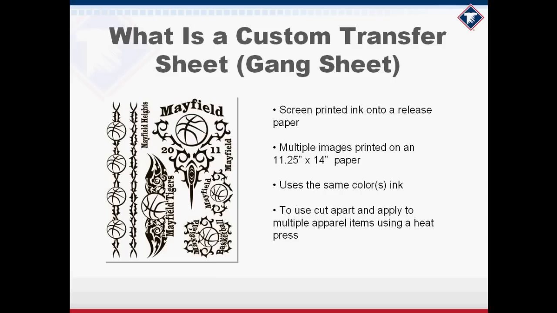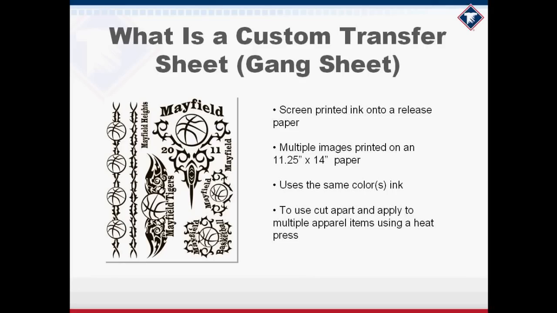You've got the cool barbed wire designs. Those could go on some sleeves. You've got a couple small Mayfield and Mayfield Heights that could go on legs or short sleeves, horizontal across the sleeve. So hopefully you get what I'm talking about here. One gang sheet, one order, by utilizing all the space on that 11 1/4 by 14 page, you can save a lot of money.